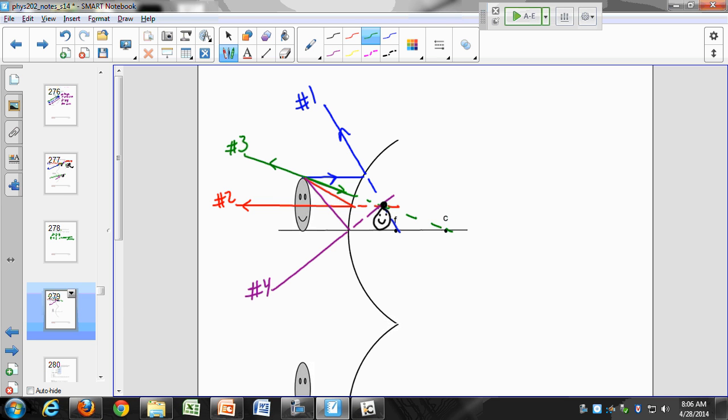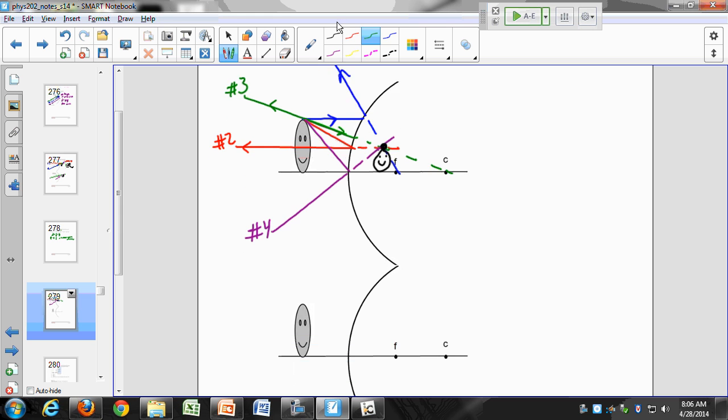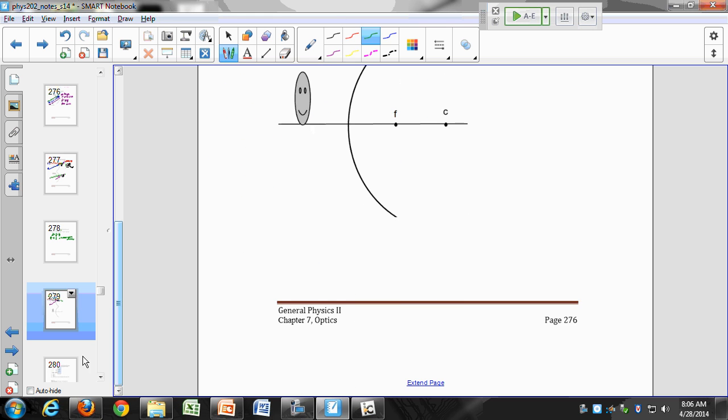Okay? I know that's a little dry for Monday morning, but it's fairly useful. It'll help you in some of the problems if you just know what types of images are formed by what types of mirrors. Let's try a couple little problems.